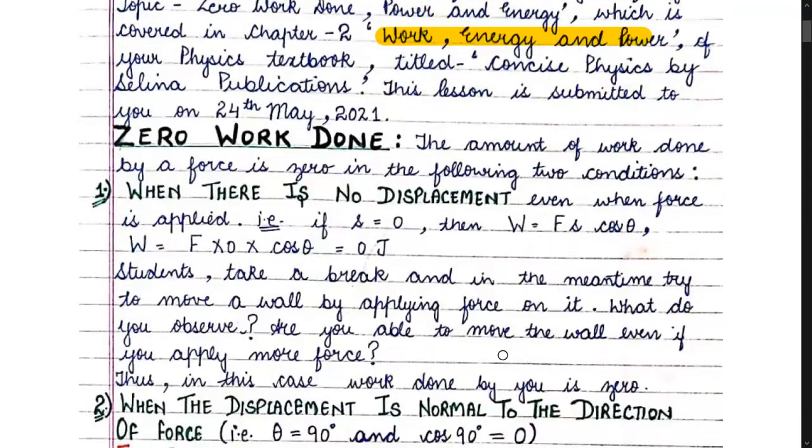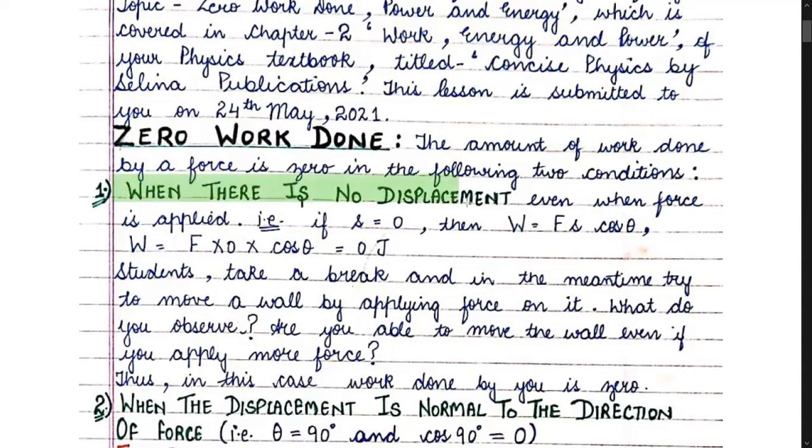So children, last week we have studied positive and negative work done. And today we will do one more category of work done, which is known as zero work done. Now children, the amount of work done by a force is zero in the following two conditions. Firstly, when there is no displacement, even when force is applied. What is the first condition? When there is no displacement.